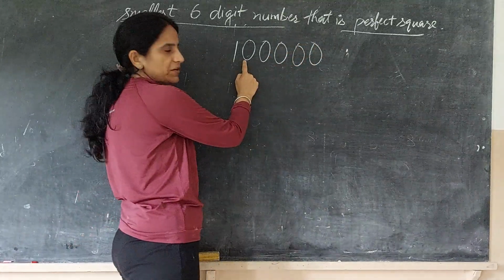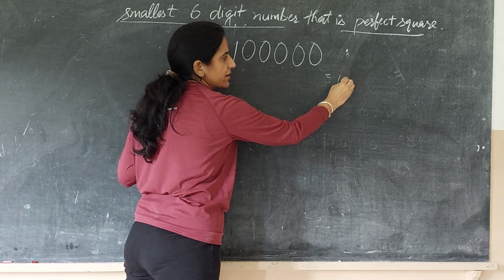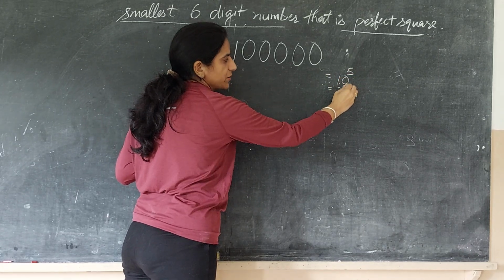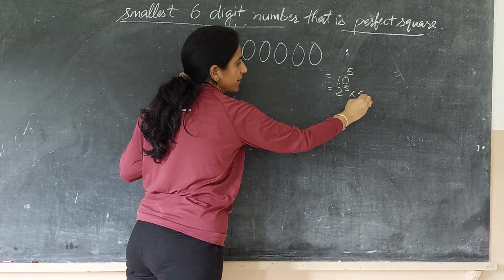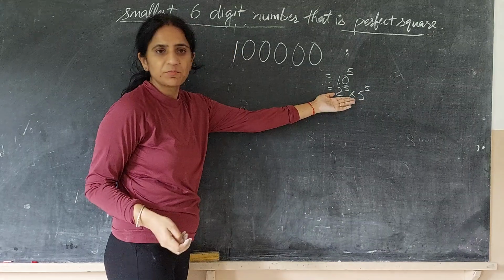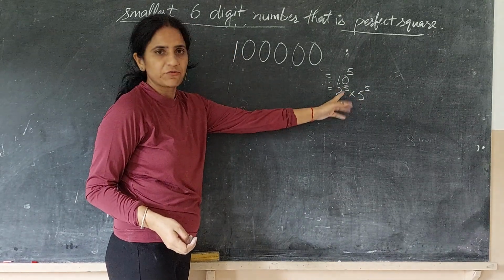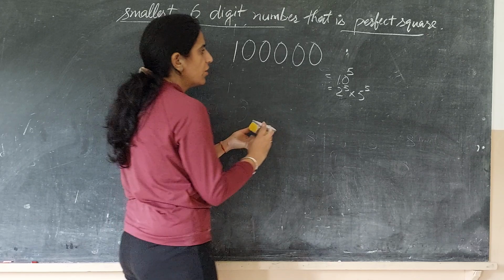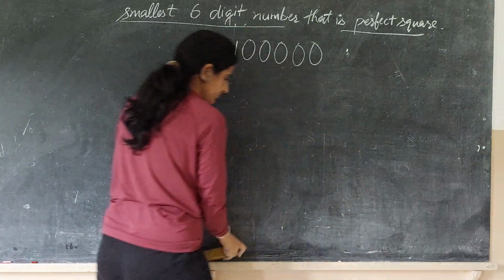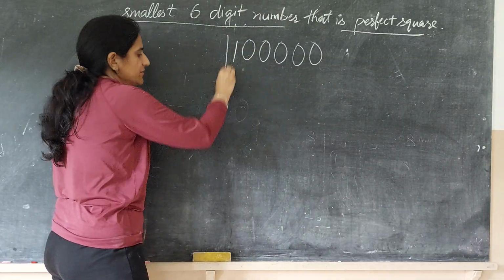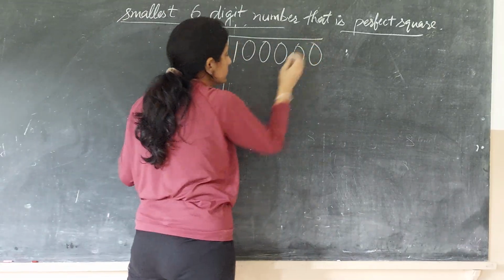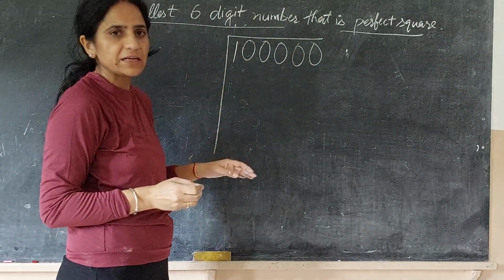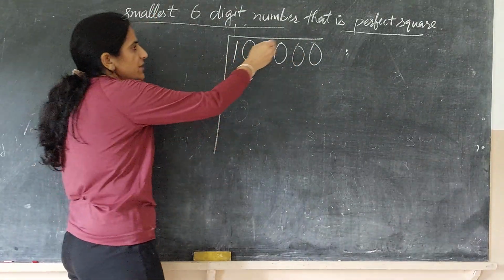But you know it's not a perfect square, because it's actually equal to 10 raised to power 5, and 10 raised to power 5 is 2 raised to power 5 into 5 raised to power 5. It's not a perfect square because the power of 2 is odd and the power of 5 is odd. But anyway, let's find out the square root. Although it's not a perfect square, we still need to find it for some purpose.